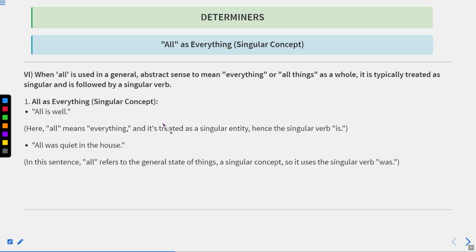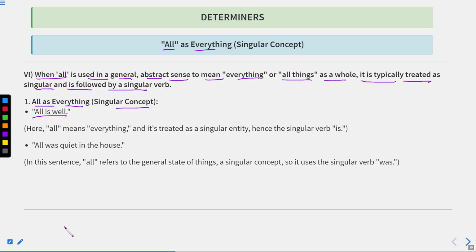Now let us move to the next one. All as everything. When all is used in a general, abstract sense to mean everything or all things as a whole, it is typically treated as singular and is followed by a singular verb. All as everything, a singular concept: all is well. It means we are using the word all, but it constitutes the entire part of something. That is why we say all is well.